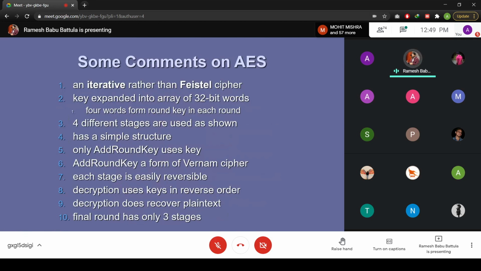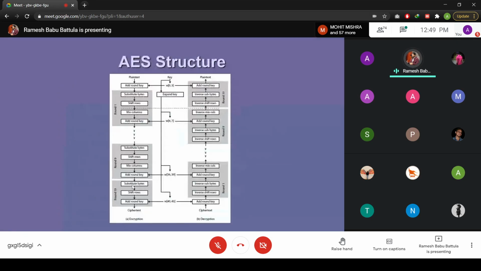But the last round, just observe here, how many operations are there? 3 operations are there, except mix column. The remaining 3 operations are there in round 10. The same thing happens over here also. So each function has a reverse function.